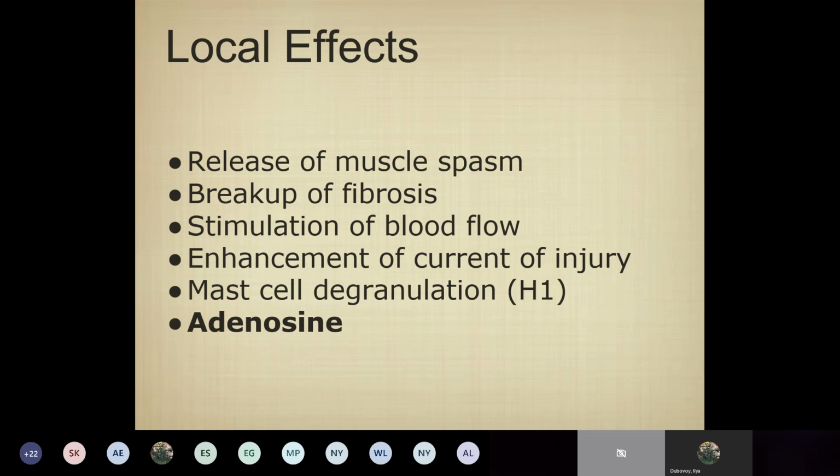The local effects of the needle are multifold. They release direct muscle spasm. They can be used to break up fibrosis and stimulate blood flow, as is done for trigger points and dry needling. They cause mast cell degranulation, and they cause the release of adenosine locally from fibroblasts and collagen. In fact, there is evidence that the process of acupuncture is collagen dependent, because injection of collagenase, as well as blockade with TRPV2 receptor agonists like capsaicin, mustard oil, and other irritants, tends to block the effect of acupuncture at the point.